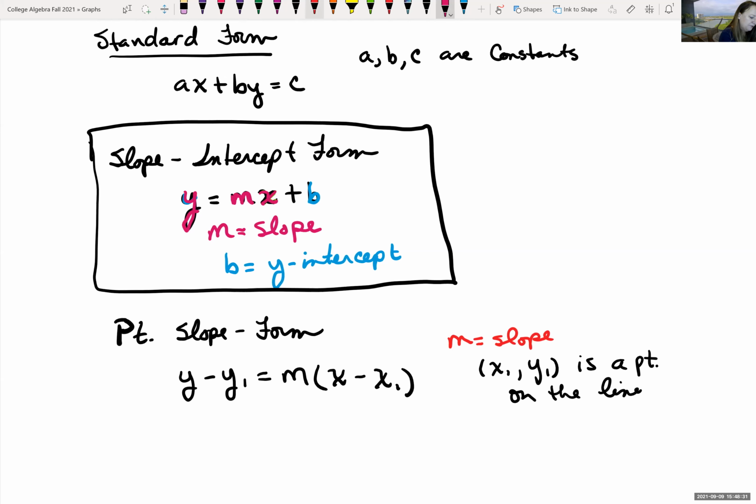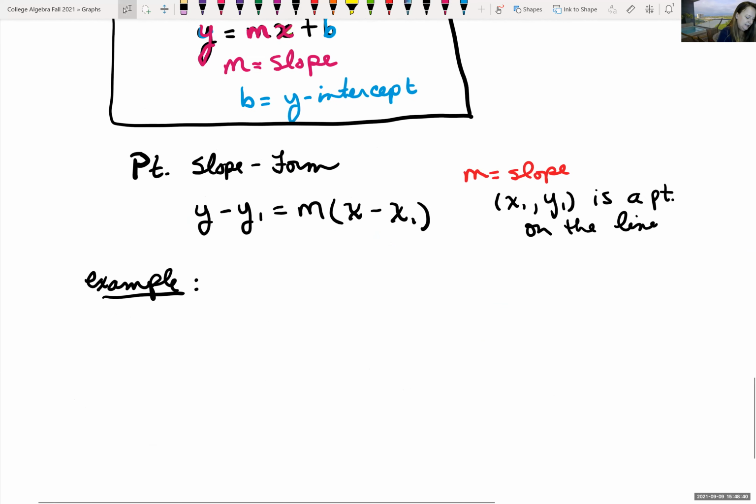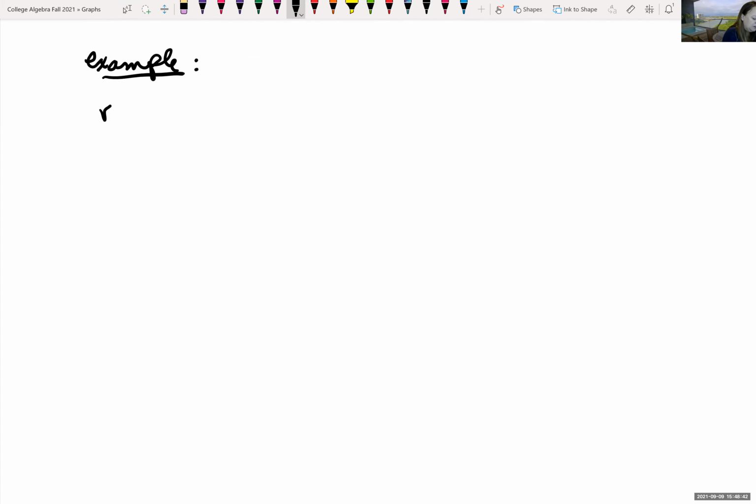So for example, before we even go to that example, let's even go easier. So if it said your slope is -2 and the y-intercept is 3. Find the equation of the line.